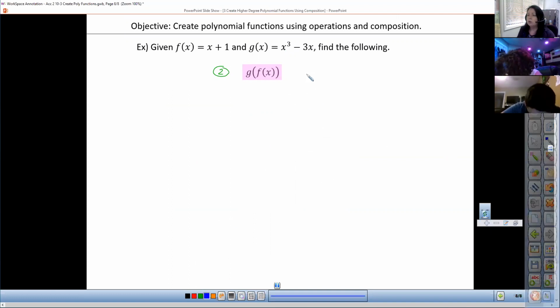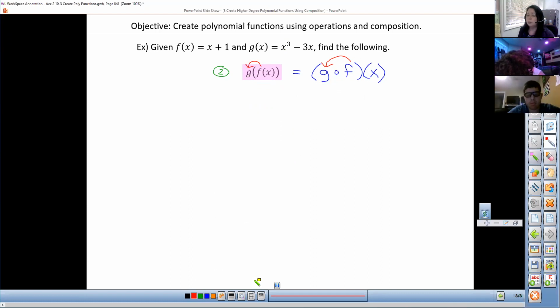I would recommend in your notes you also write that this is the same thing as if I had g with an open circle and then my f. So some people mistakenly think f is always first. That's not true. What's important to understand is whatever function is written second, that is the one that's always getting plugged into the function that's written first. So in this problem, our f function is going to be substituted into our g function. So we always have to pay attention to, in the given information, which one is which.